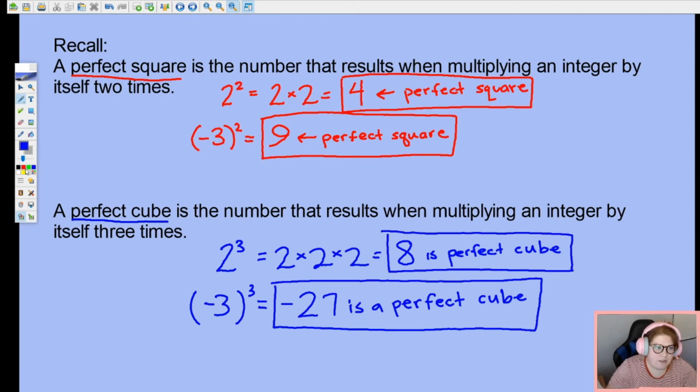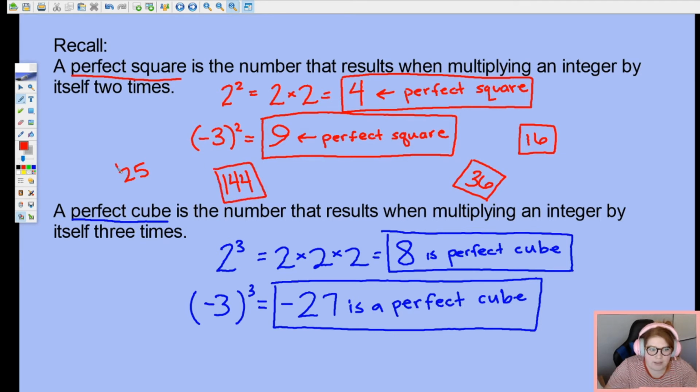So other examples of perfect squares would be: 16 is a perfect square. 25 is a perfect square because 5 times 5. 36 because 6 times 6. 144 because 12 times 12. So all of these are perfect squares because I can take a number and multiply it by itself and get this number in the box.